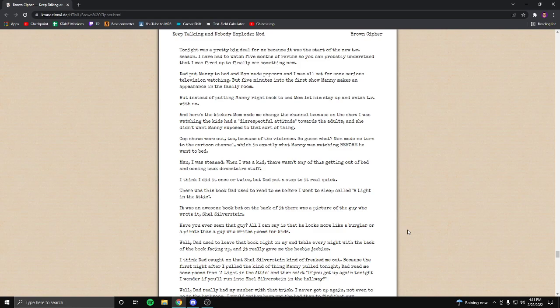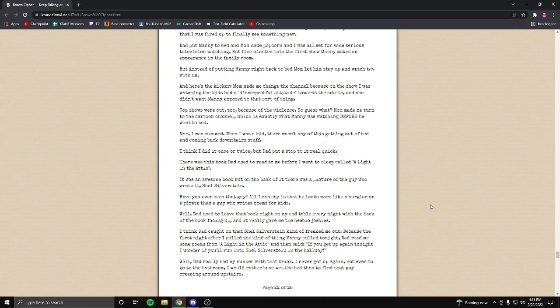When I was a kid, there wasn't any of this getting out of bed and coming back downstairs stuff. I think I did it once or twice, but Dad put a stop to it real quick. There was this book Dad used to read to me before I went to sleep called A Light in the Attic. It was an awesome book, but on the back of it there was a picture of the guy who wrote it, Shel Silverstein. Have you ever seen that guy? All I can say is that he looks more like a burglar or pirate than the guy who writes poems for kids. Well, Dad used to leave that book right on my end table every night, with the back of the book facing up, and it really gave me the heebie-jeebies.